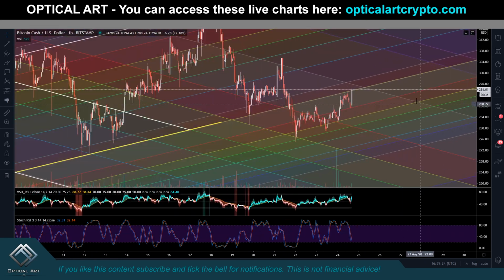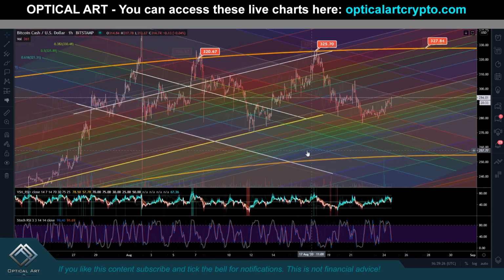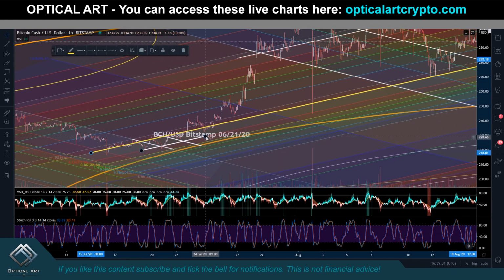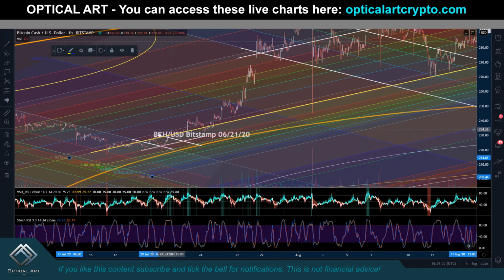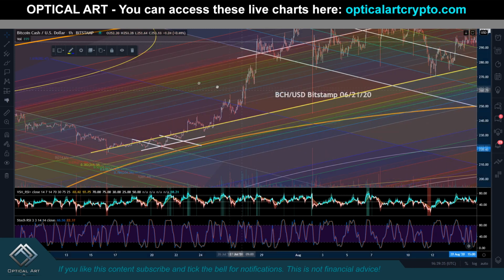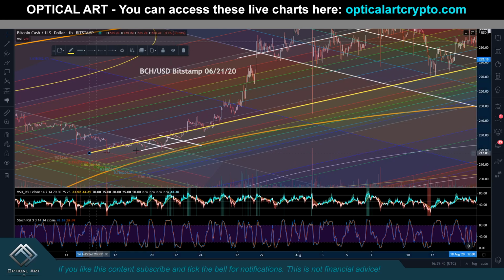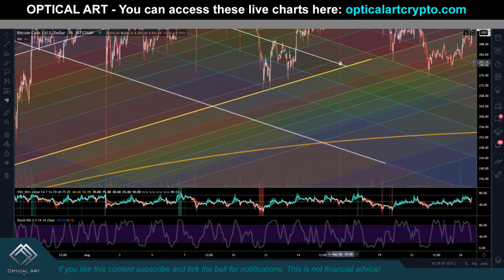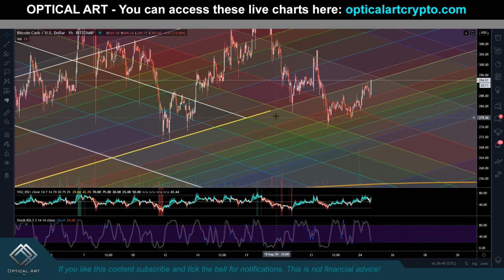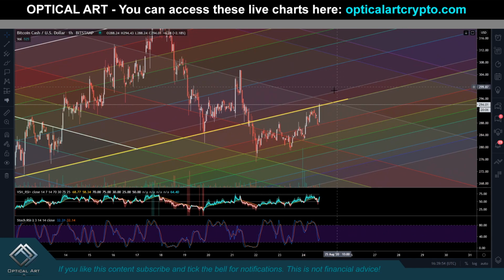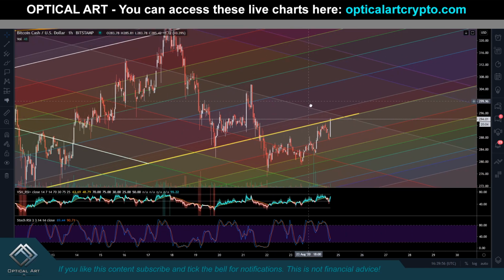But notice we are respecting these fib channel lines. You can see this line right here has proved to be a lot of support and resistance. This is the actual chart name, by the way. This is the Bitstamp 62120 BCH chart. But you can see this yellow line right here has been a lot of support and resistance. And right here, you can see it was support repeatedly. It was support. It is now our resistance. So again, that's why I say go back and look at these lines and see how price is respecting them.